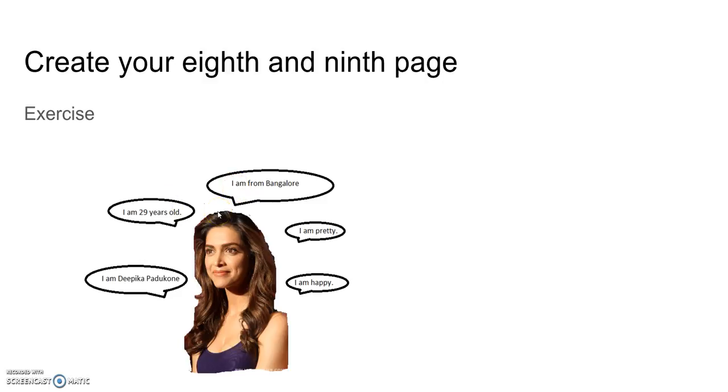Basically what this kind of an activity does is that, let's suppose instead of this person Deepika Padukone here, you would have, let's say, your student. If this was your student's face right here, then how would he describe himself? First of all, he would say, I am whatever the student's name is, then his age, then where he is from, and then what he's feeling now. Let's suppose he's hardworking, so he could say, I'm hardworking. Or let's suppose he's tall, then he could say, I'm tall.